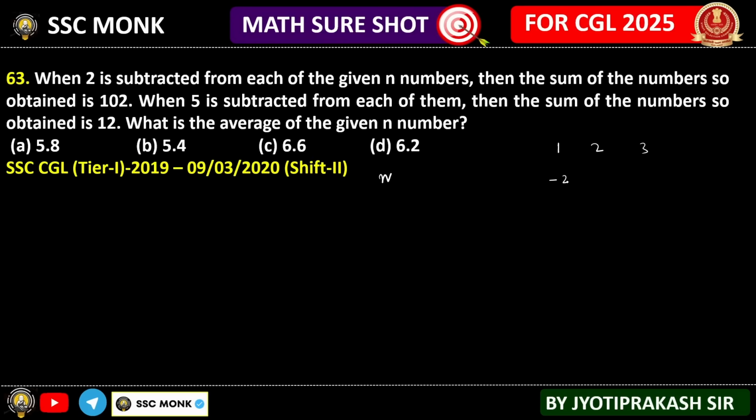When I'm taking out 2 from each, what is the total amount I'm taking out? Minus 2 minus 2 minus 2, that is minus 6. Or I can write minus 2 into 3 numbers. That is how much I'm taking out, right? Yes. So when I say I'm taking out 3 from each number, how much am I taking out? Minus 3 minus 3 minus 3, that is minus 9. That is equal to minus 3 into 3. Yes or no? Yes.